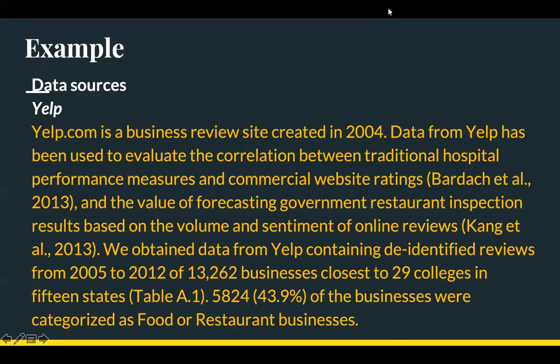In our methods, we started with the data sources. In most of my papers, this is the process that I use. I always start by describing the data in my methods. What is the data source? How many years of data do we have? If we have an exact number of data points, how many data points do we have? All of that gets introduced in the methods.